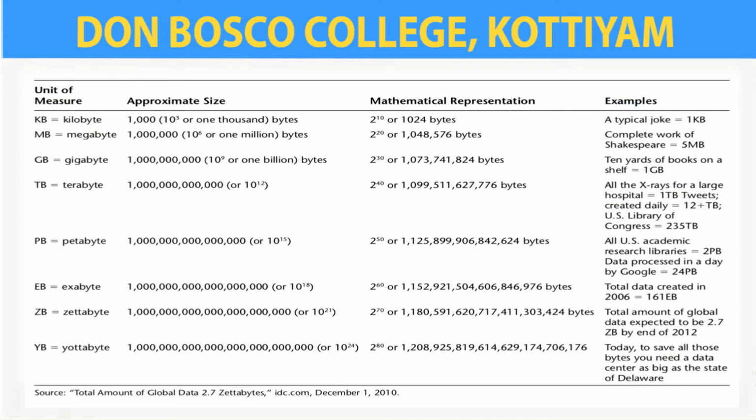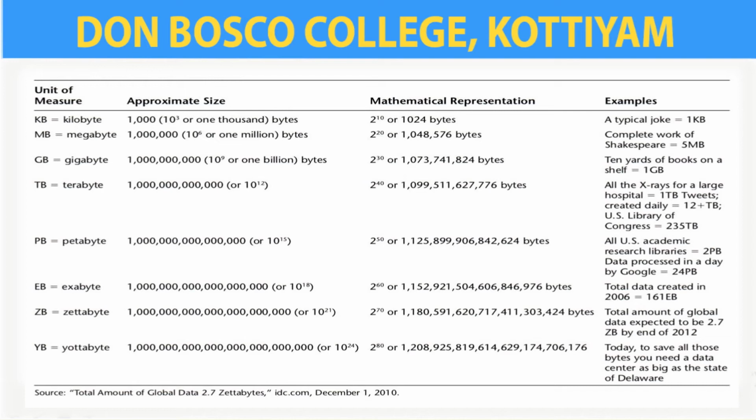The gigabyte is GB, and its approximate size is 1000 raised to 3 bytes. Then the next is TB, that means terabyte. Its approximate size is 1000 raised to 4 bytes. The next one is PB. PB means petabyte, and its approximate size is 1000 raised to 5 bytes.